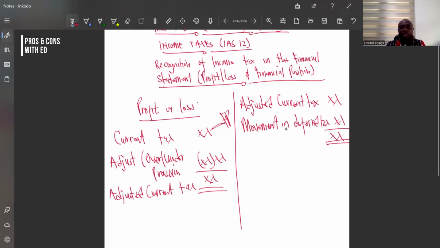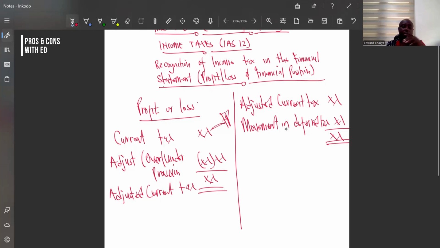Now, if we go to the movement in deferred taxes, the last time when we were talking about deferred taxes, we said you can get a deferred tax asset or a deferred tax liability. If it's a deferred tax asset, then it means we have an asset, right? So we are going to compare this that we have with whatever we have in our trial balance to be sure if there has been some movement, if there has been a change.